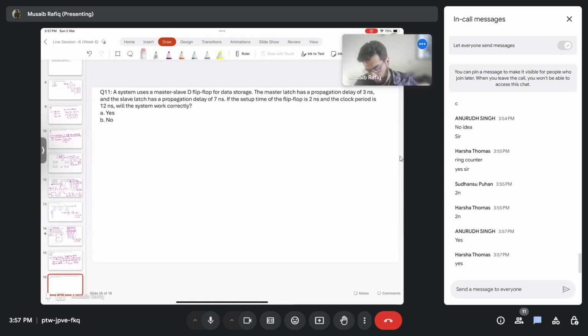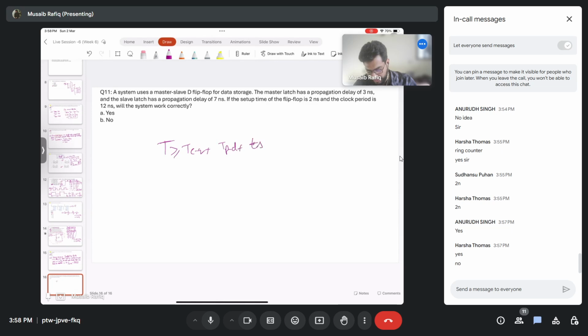Even when I found this question, I found it quite simple, but quite interesting. I don't know what you should answer. Probably this won't be asked, but it is quite a tricky question, I must say. So basically, T should be greater than or equal to TCQ plus TPD plus T setup for correct operation. This is a well-known condition.